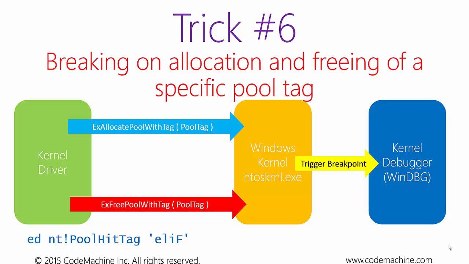This trick applies to debugging dynamic memory allocation problems like memory leaks, double frees, as well as memory corruption. Let's go over some basics. Pools are regions in the kernel or system virtual address space from where drivers and the kernel itself allocate memory at runtime. User mode applications have access to functions like malloc or new to allocate memory. However, in the kernel, the way to allocate memory dynamically is using the function ExAllocatePoolWithTag and freed using the function ExFreePoolWithTag.